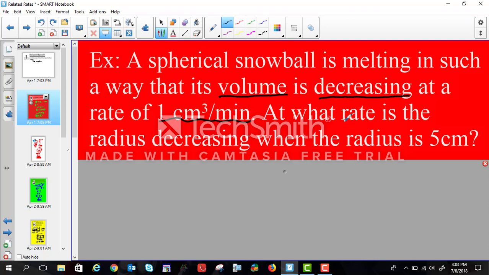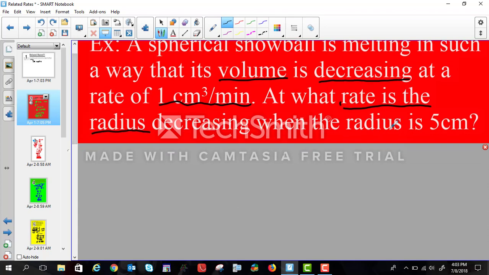And then it's going to ask us at what rate is the radius decreasing. So now we want the rate of the radius, okay? So we want dr/dt. And then it tells us that we want that when the radius is 5 centimeters. So what you'll see in every related rates problem is this particular spot that we want to look at.